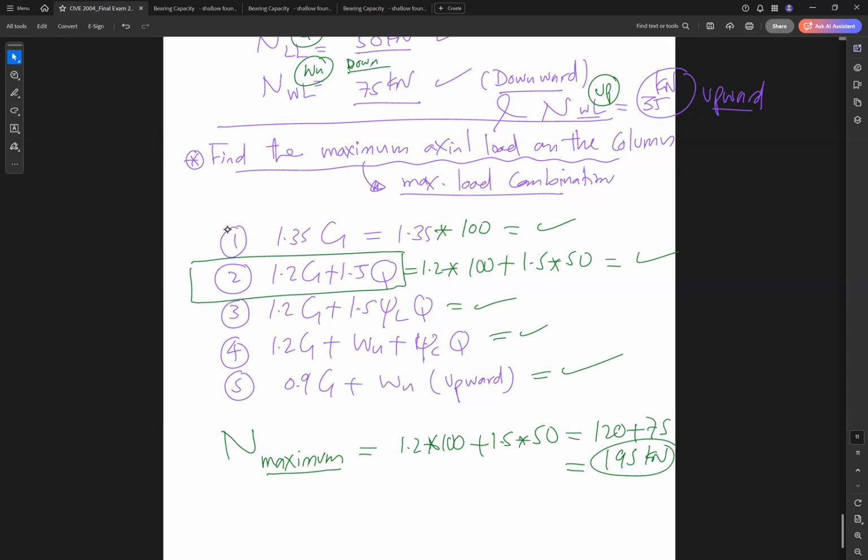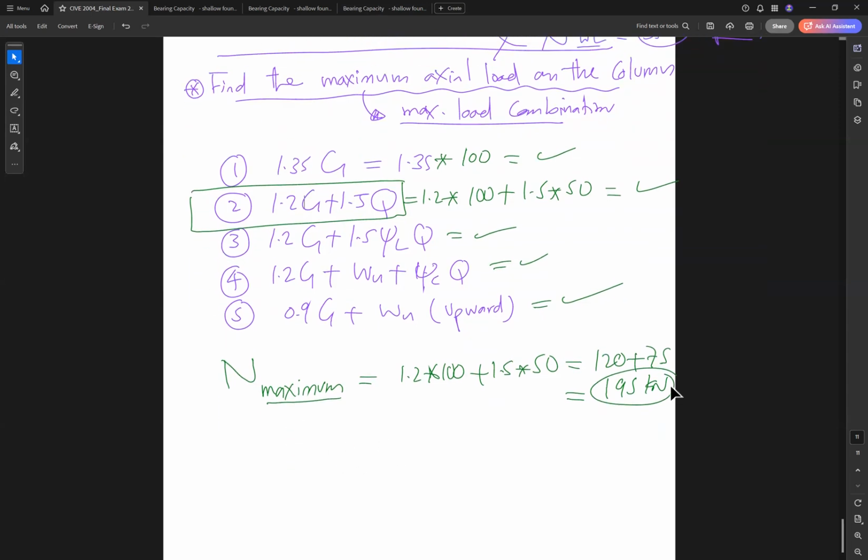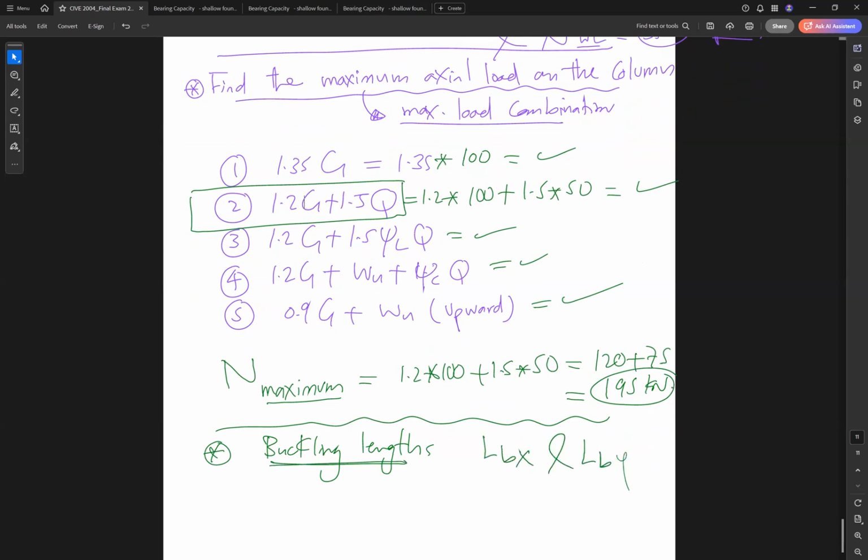So if you design this column, you will design for N equal to 195. That's not the only thing; this is one of the requirements. The second requirement, if you remember, is that we need the buckling lengths. So how many buckling lengths for a column? Two, LBX and LBY.